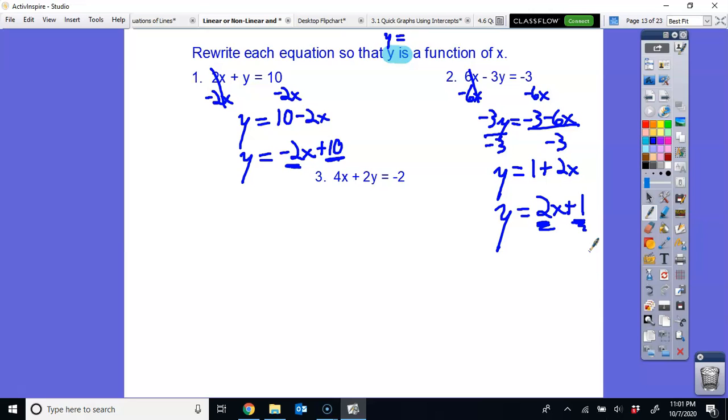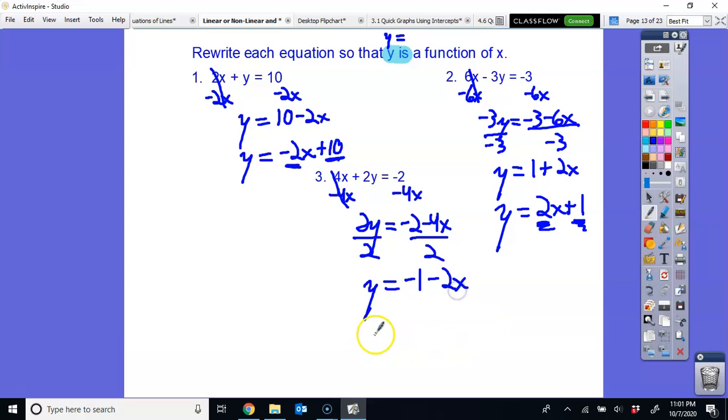Now that you've tried it, you should be able to subtract 4x, subtract 4x. You get 2y because this cancels. Negative 2 minus 4x. We divide by 2, divide by 2. We get y equals negative 2 divided by 2 is negative 1. Negative 4 divided by 2 is negative 2x. Again, you can switch it around. You're not required to. But this right here is my slope-intercept form.